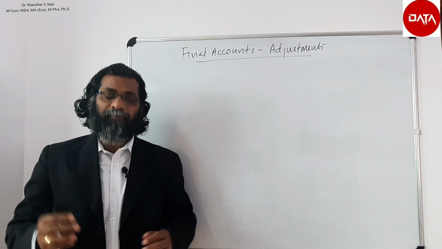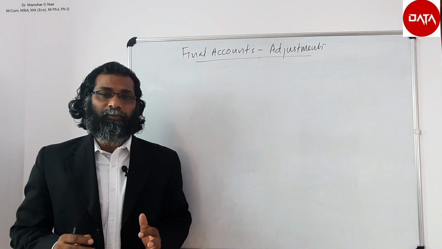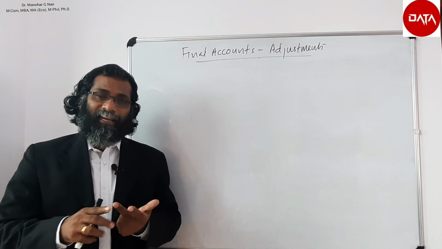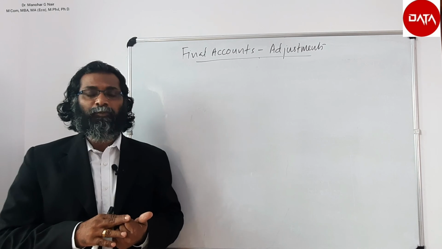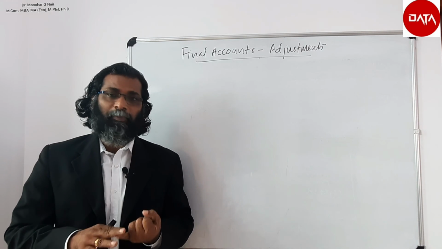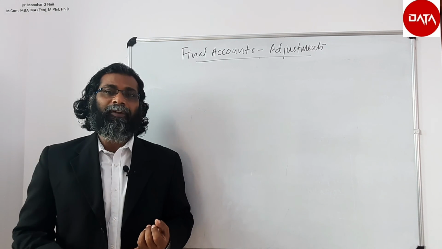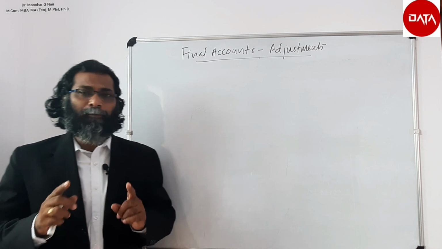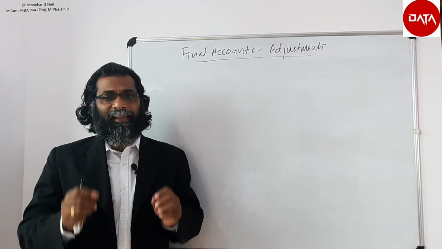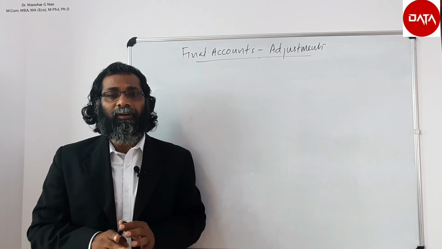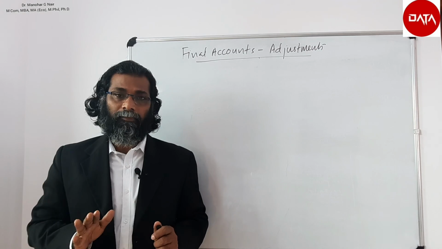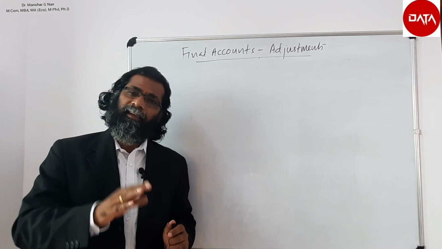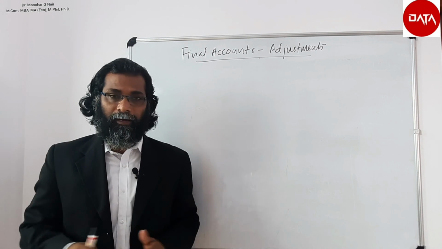Please practice problems covering all these adjustments, that is outstanding expenses, accrued income, income received in advance, prepaid expenses, closing stock, depreciation, interest on capital and interest on drawings. Every adjustment has to be placed either in the trading account or in the profit and loss account, and it must be placed surely in the balance sheet. It may be in the asset side or maybe in the liability side, depending on the type of item.